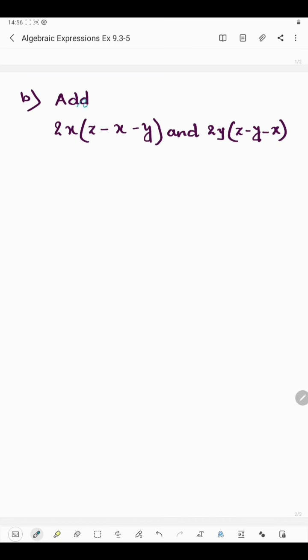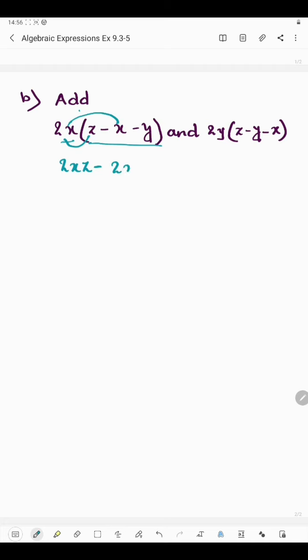Now in part B we have to add 2x into z minus x minus y and 2y into z minus y minus x. So here again a monomial is multiplied by a trinomial. Before adding these two expressions, we need to multiply this. We need to solve this. So 2x will be multiplied by z, the first term of the trinomial. So it's 2xz. Then we have a minus sign, again multiplying the monomial with the second term.